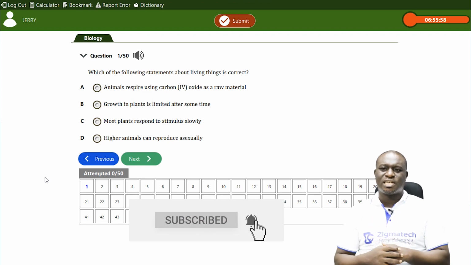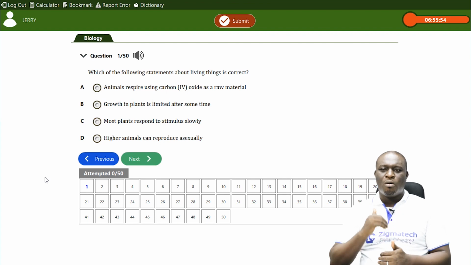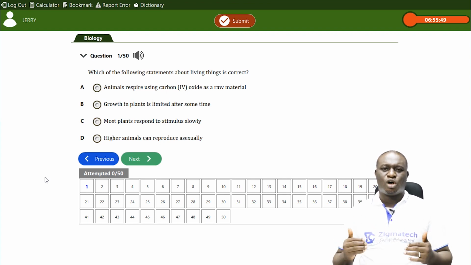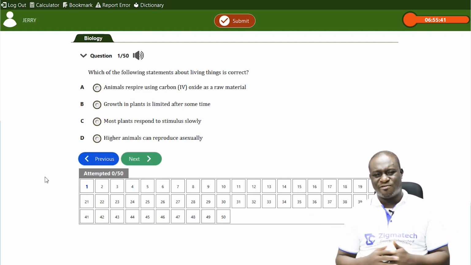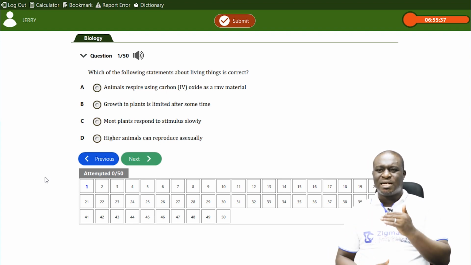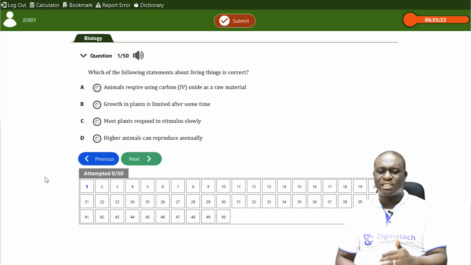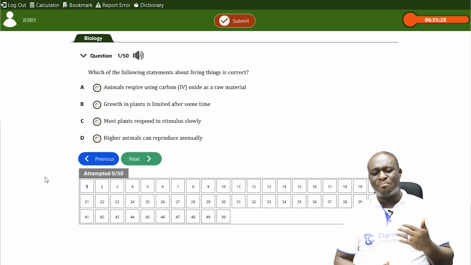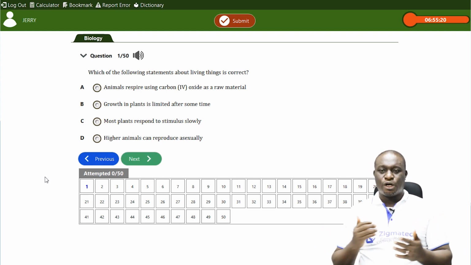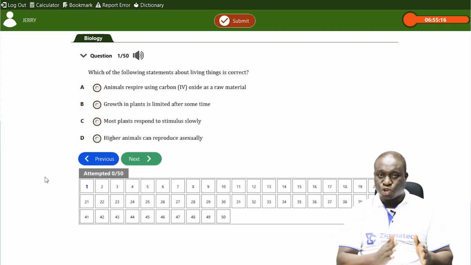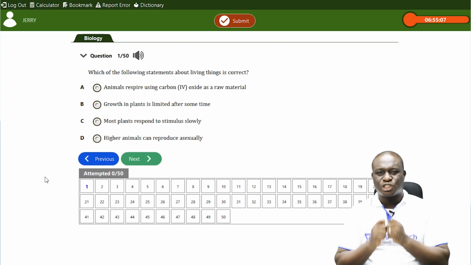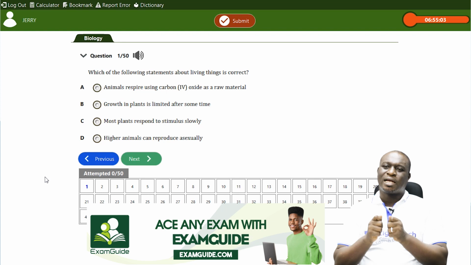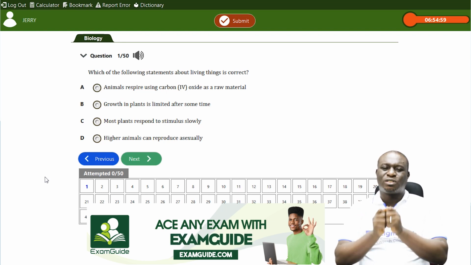Option C says most plants respond to stimulus slowly. What is a stimulus? A stimulus is simply a change in the external environment. The characteristic of living things that relates to stimulus is irritability, or sensitivity. Irritability is the ability of living organisms to respond to changes in their environment, called stimulus. Comparing plants and animals, in most plants the response to stimulus is slow, and in most animals the response is quick or fast. So option C can be accepted as the correct statement about living things.